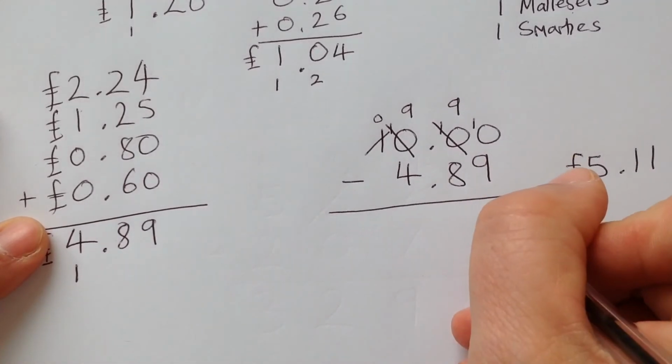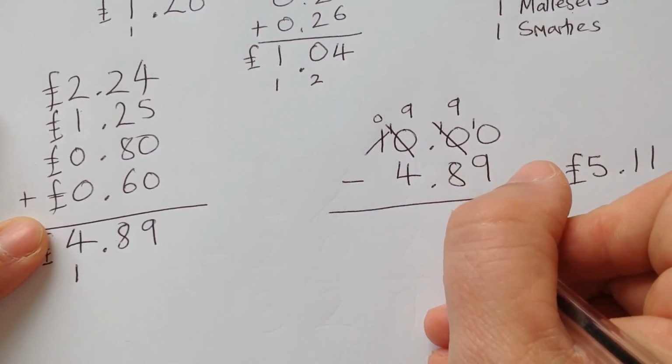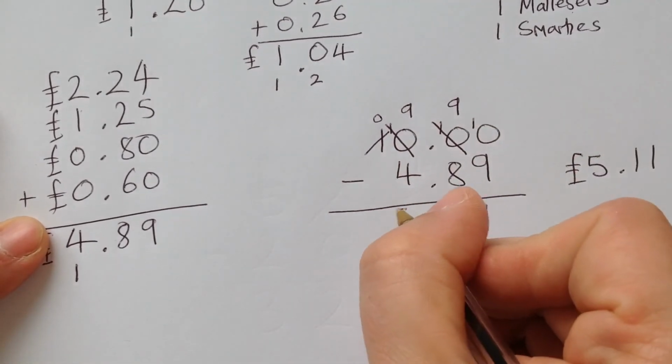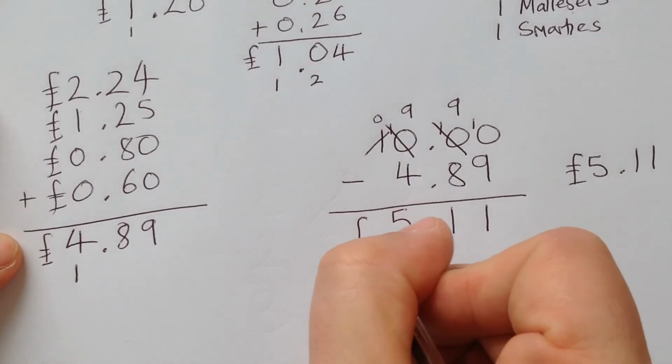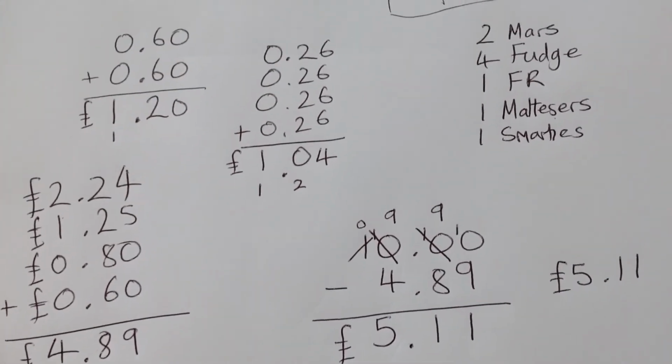10 take away 9 is 1. 9 take away 8 is 1. Decimal point. 9 take away 4 is 5. 0 take away nothing is 0. And there it is. We knew it was coming. £5.11. So there's lots and lots of maths there.